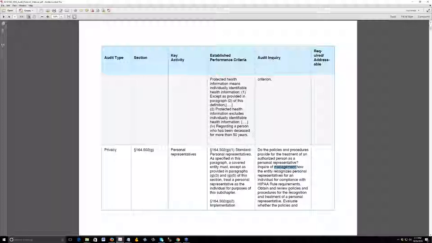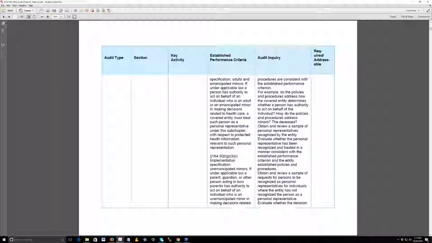The decision tree would be part of your policy and processes regarding how you go about determining that. Whether the policies and procedures are consistent with the established performance criteria. For example, do the policies and procedures address how the covered entity determines whether a person has authority to act on behalf of the individual?